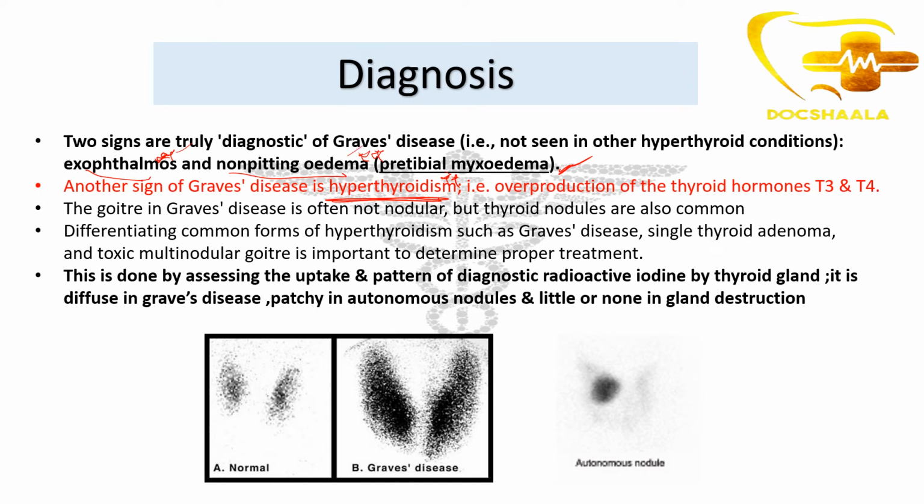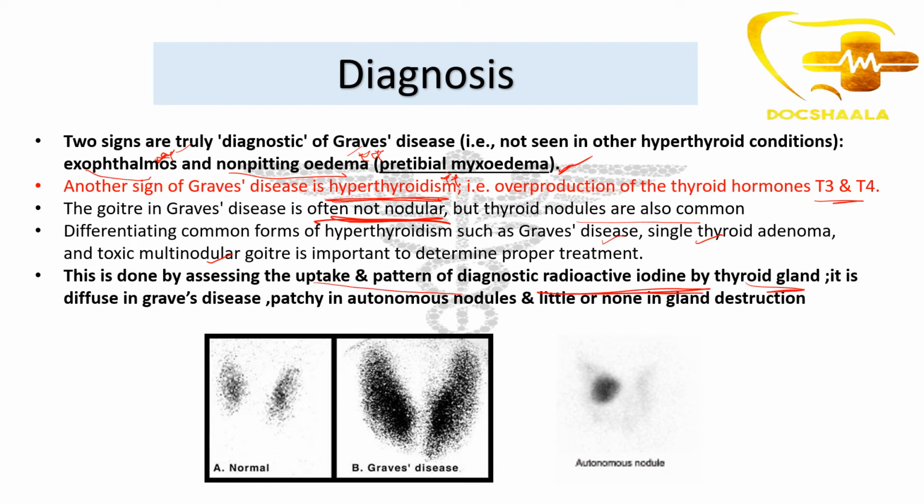That is overproduction of thyroid hormones T3 and T4. Of course, the goiter in Graves' disease is often not nodular. Nodular goiters are present, but in Graves' disease the goiter is not nodular, though thyroid nodules are also common. Differentiating common forms of hypothyroidism such as Graves' disease, single thyroid adenoma, and toxic multinodular goiter is important to determine the proper treatment. So to determine the difference between all these diseases affecting the thyroid gland, we take up a scan. What is that scan? Uptake and pattern of diagnostic radioactive iodine by the thyroid gland.